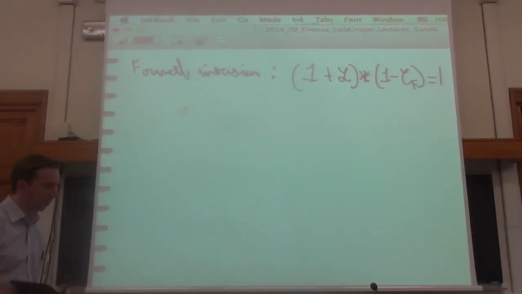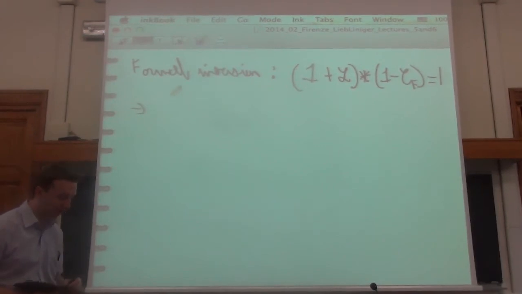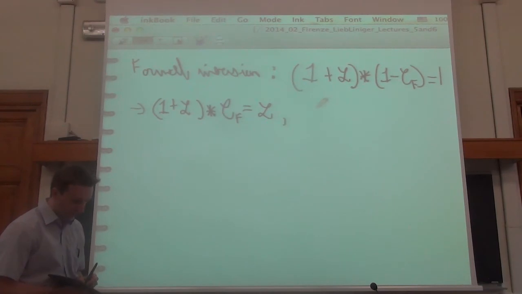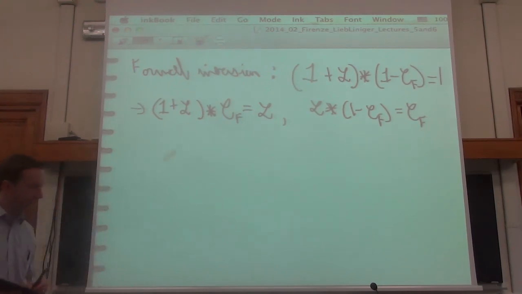Now, the simple consequences of this: you have, for example, that just the application of 1 plus L on the C_F, so these are just equations that are going to be useful for later, this is just L, and also you just have that L convolved into 1 minus C_F, okay, it's quite simple, this just becomes C_F.